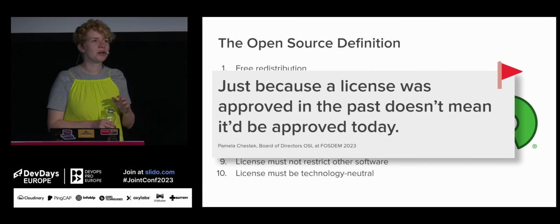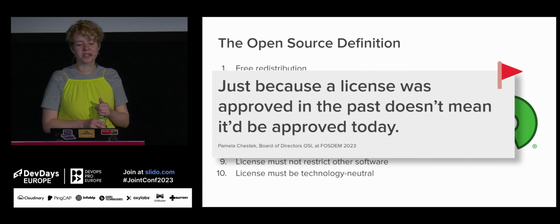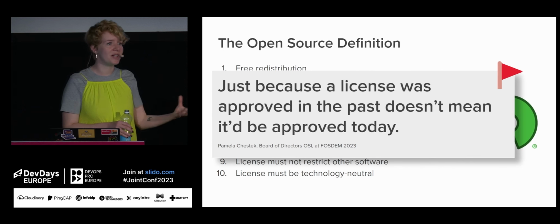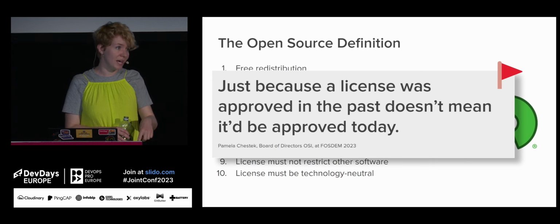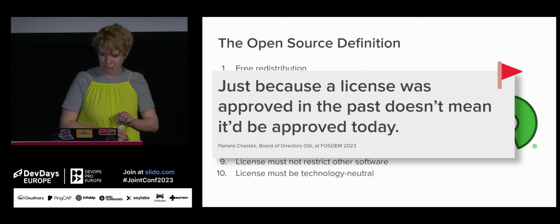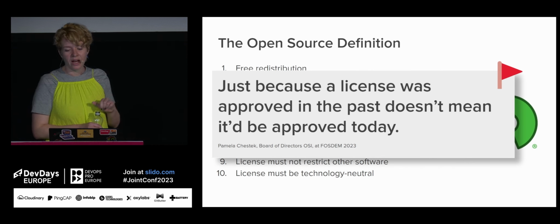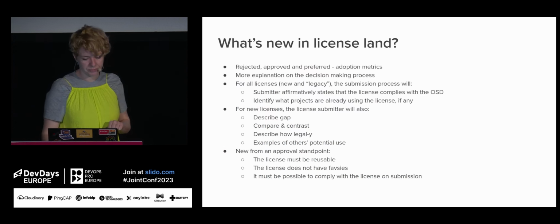She said it's not something that was discussed in a working group, but she did mention that just because something was approved in the past, so a license that was approved in the past, doesn't mean that it would be approved today. But they just don't have a process of decertifying licenses just yet. Which I thought was interesting, maybe a little bit of a red flag. Maybe that is something that the OSI should look at in the future.